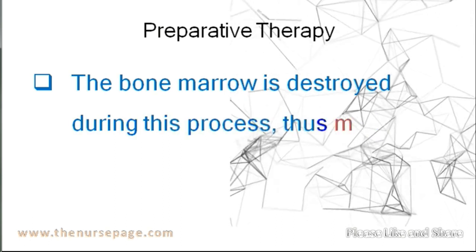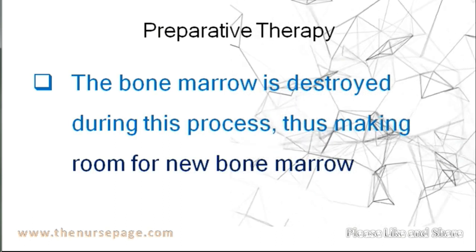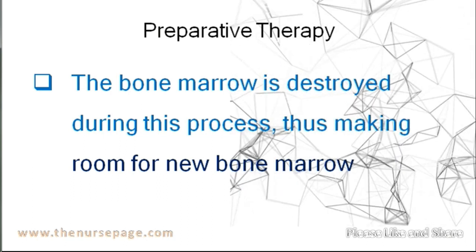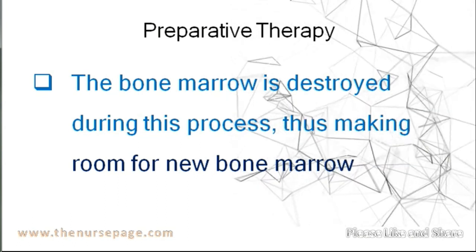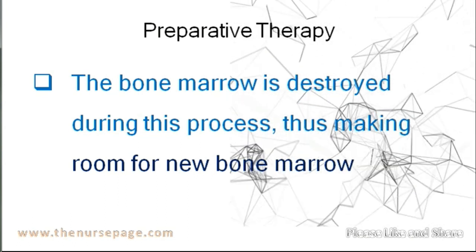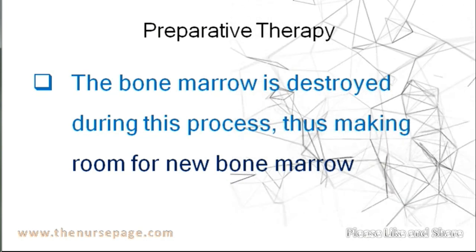The bone marrow is destroyed during this process, thus making room for new bone marrow. The cancerous bone marrow will be removed during preparative therapy due to high doses of chemotherapy. Then it will give place for new bone marrow.